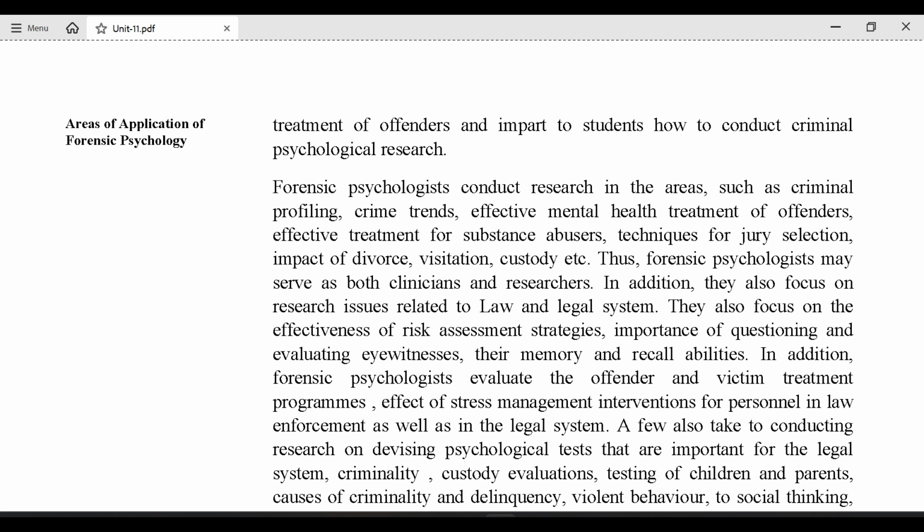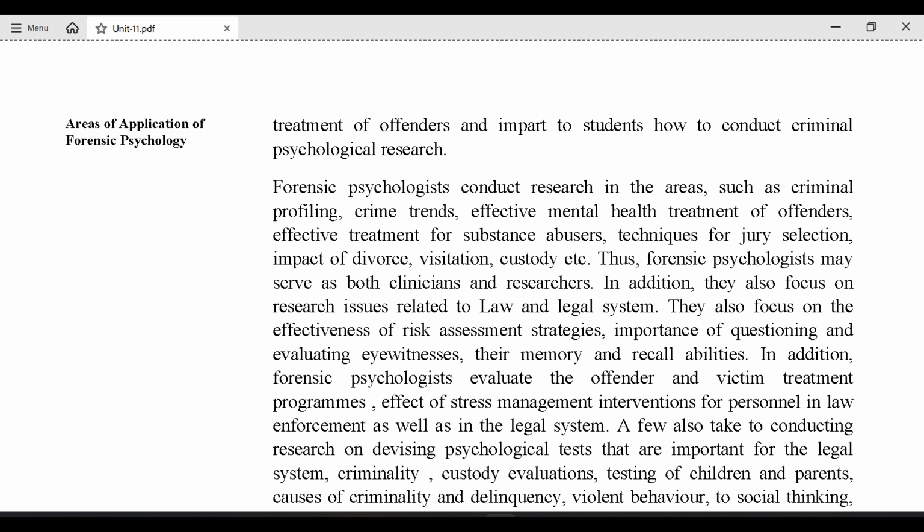They also focus on the effectiveness of risk assessment strategies, importance of questioning and evaluating eyewitnesses, their memory and recall abilities. In addition, forensic psychologists evaluate the offender and victim treatment programs, effective stress management interventions for personnel in law enforcement as well as in the legal system.